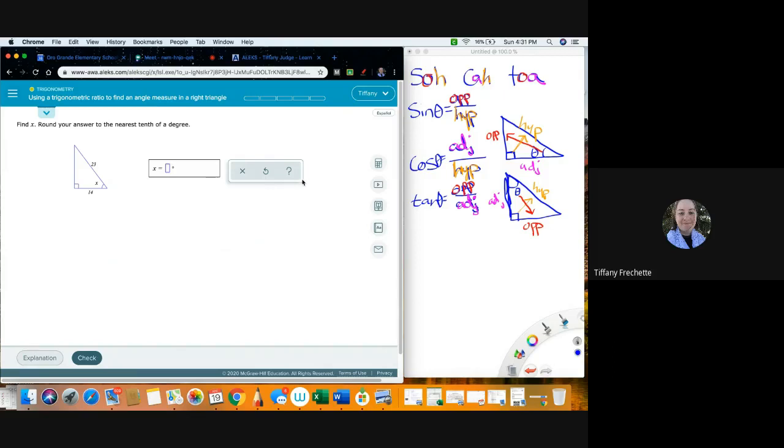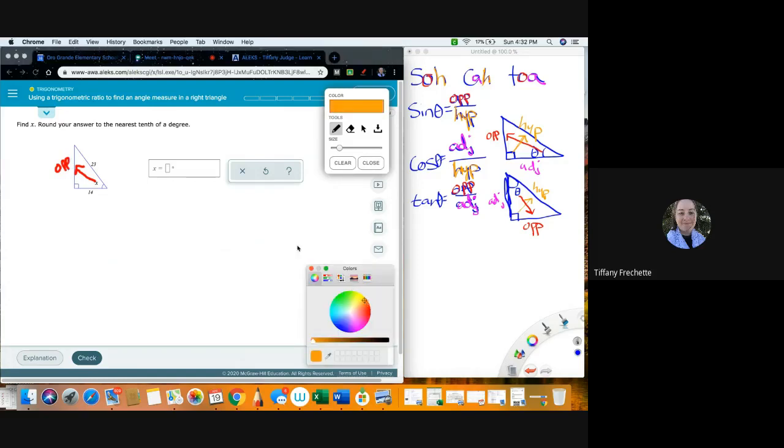Okay, so for this one, we have to first decide which function we are using. We're looking at x here, so I'm going to label my triangle real quick. Here's my opposite. Here's my hypotenuse, that's always across from the 90. And adjacent, if you're labeling it the same way I am, is the side that's left over, or the side that connects the 90 and the angle that you're looking at.